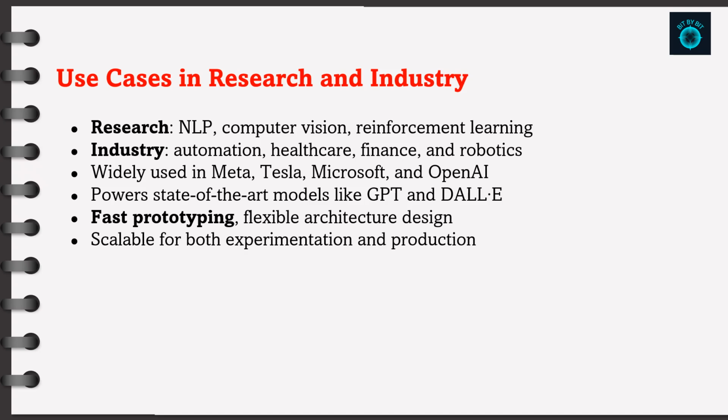In industry, PyTorch is used in sectors like automation, healthcare, finance, and robotics. Companies use it for real-world tasks like object detection, fraud detection, speech recognition, and medical imaging. Major tech companies like Meta, Tesla, Microsoft, and OpenAI use PyTorch at scale. In fact, many large-scale models such as GPT, DALL-E, and CLIP were built using PyTorch.